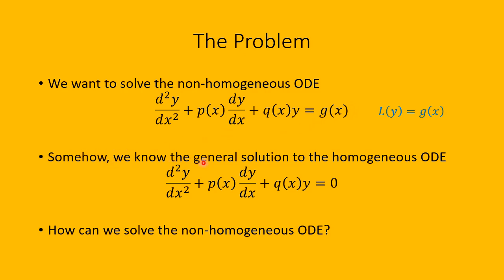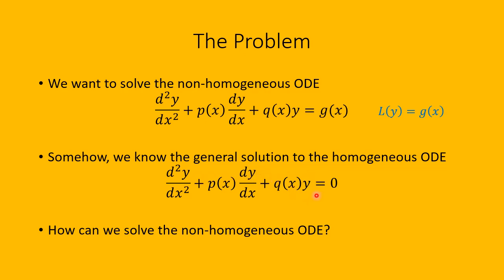we know the general solution to the corresponding homogeneous ordinary differential equation. Instead of g of x on the right-hand side, 0 on the right-hand side. Let's suppose that we do have at hand the general solution to this differential equation. That raises an interesting problem. We haven't solved, in general, differential equations like this unless we had constant coefficients.